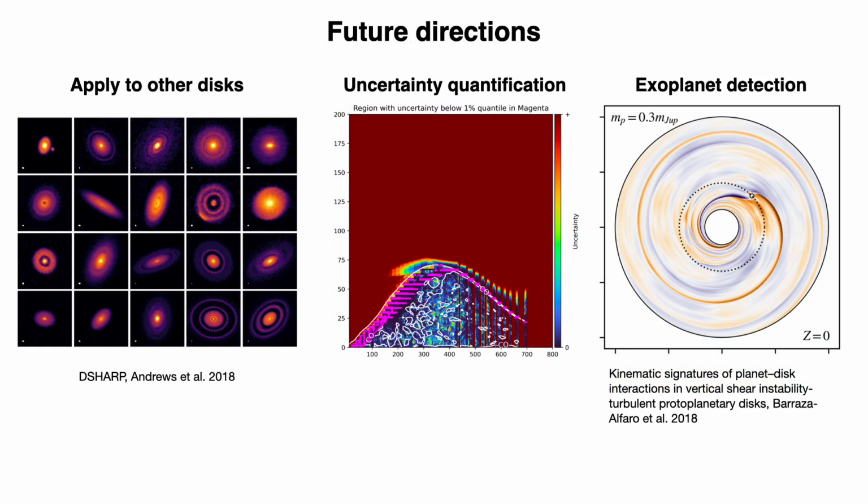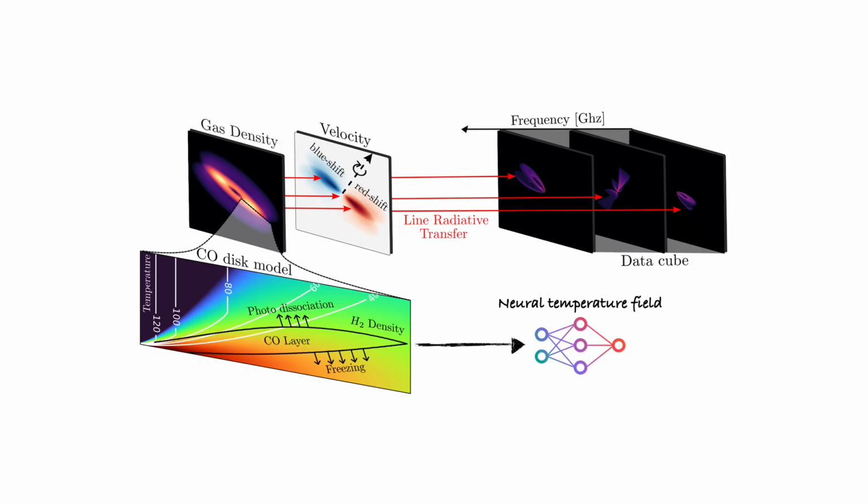There are multiple extensions we're looking to work on, such as applying our method to surveys, testing novel methods for uncertainty quantification, and examining exoplanet detection capability using simulated data. To summarize, our key ingredients are physics-constrained neural fields, which give us the flexibility that parametric models lack, and our differentiable line radiative transfer code, which makes the optimization process orders of magnitude faster than traditional methods.